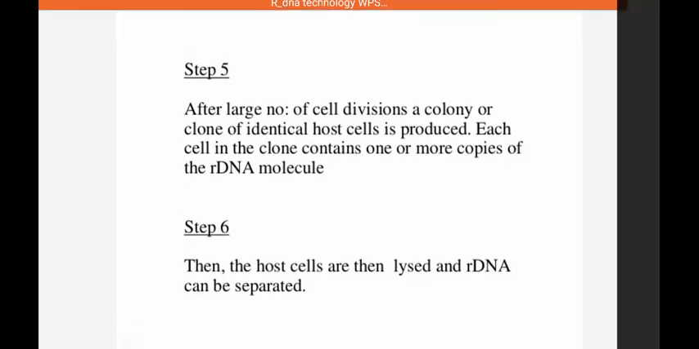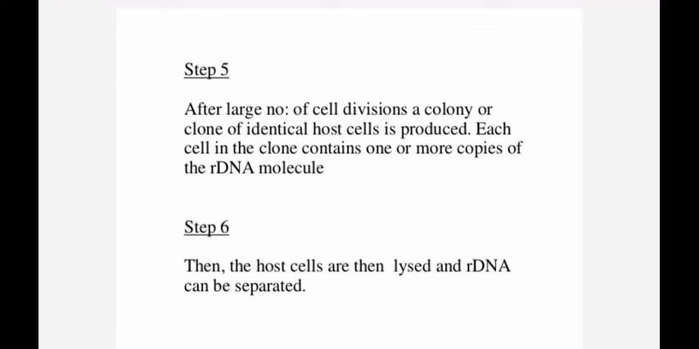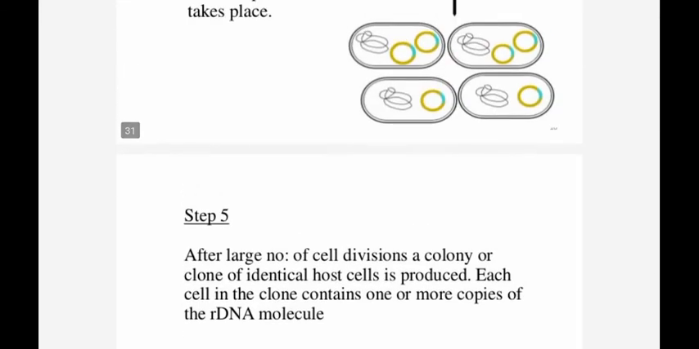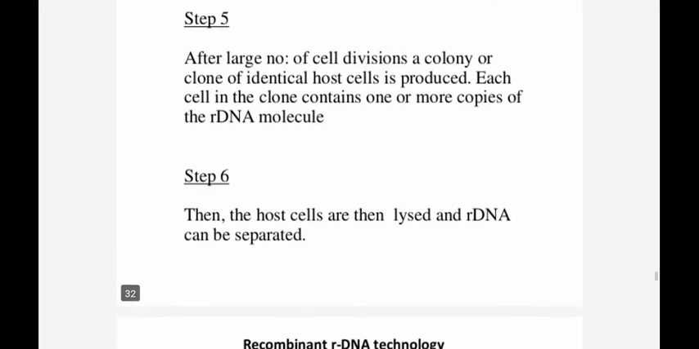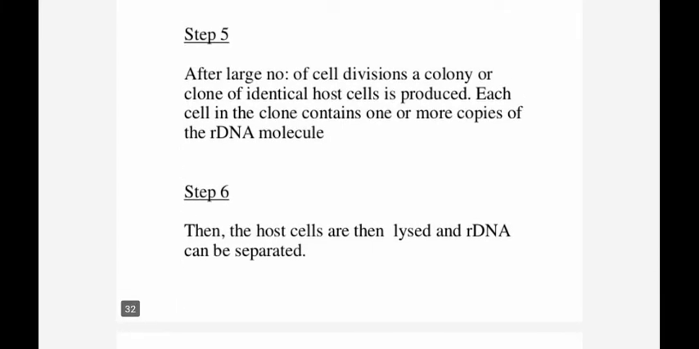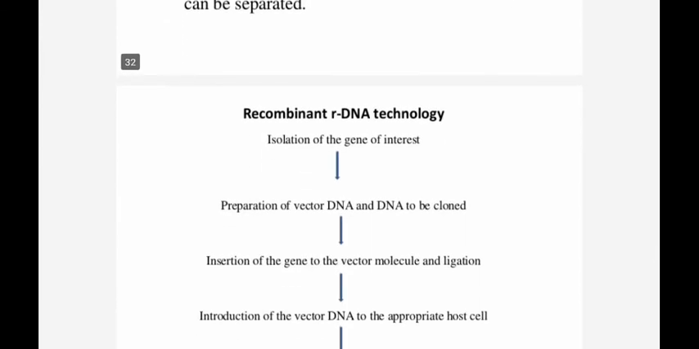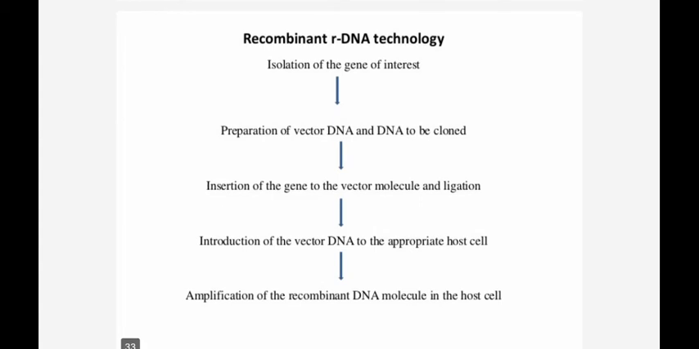After a large number of cell divisions, a colony or clone of identical host cells is produced. Each cell in the clone contains one or more copies of rDNA molecules. See here, yellow color, one or two copies of rDNA molecules are present. Then the host cells are lysed and the rDNA can be separated. See, this is the schematic diagram of rDNA.